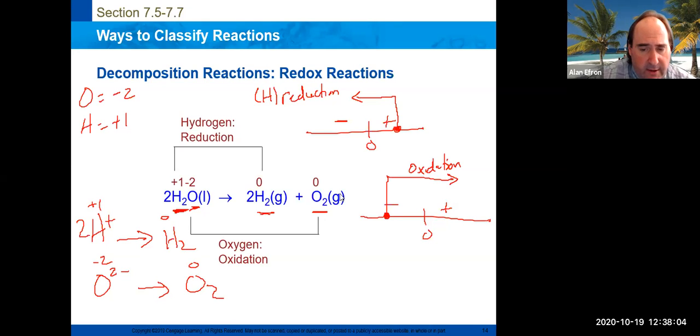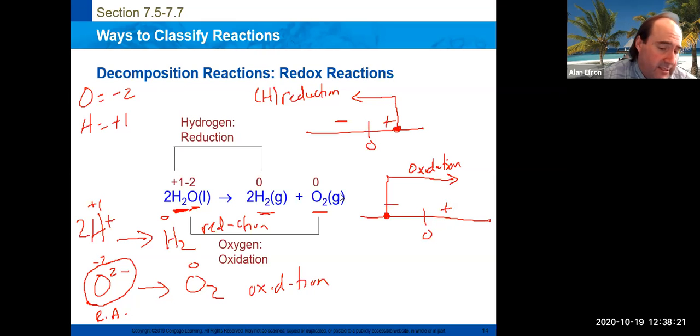So this is our oxidation reaction, and this is our reduction reaction. And in terms of what we've been talking about, because this O2- is going through oxidation, this would be our reducing agent. The H+ here would be our oxidizing agent as it is going through reduction. Question on that one there? So again, you can see by looking at the oxidation numbers, decomposition is one classification, but a decomposition reaction is essentially a redox reaction happening as well.